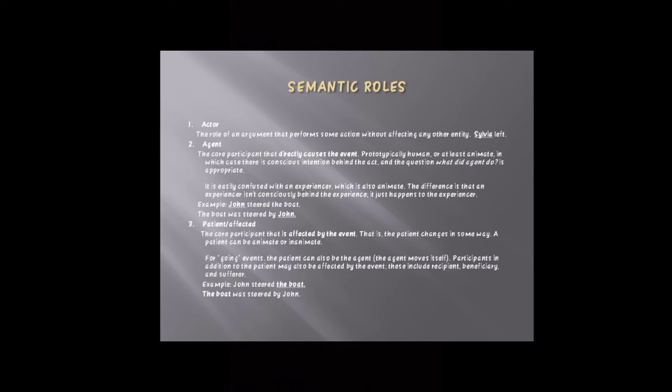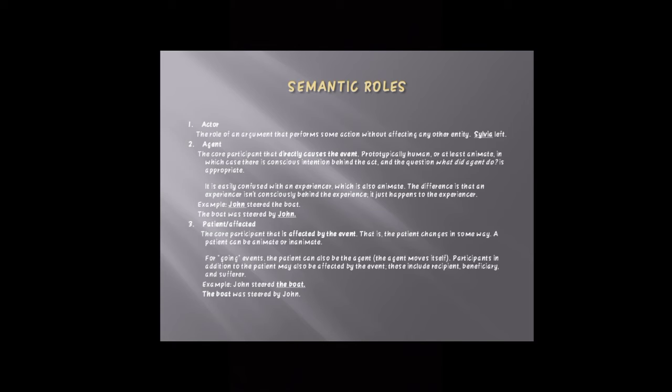Semantic roles. Number 1 is actor. The role of an argument that performs some action without affecting any other entity. Example, Rose left. Number 2 is agent. The entity that performs the action. It can be a natural agent that carries out the action without intention. Example, Liam threw the ball.